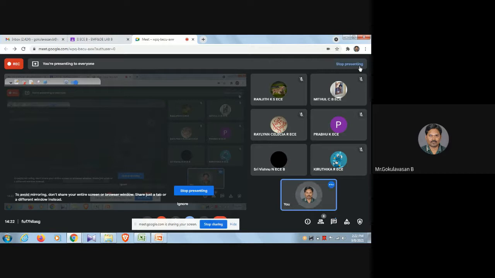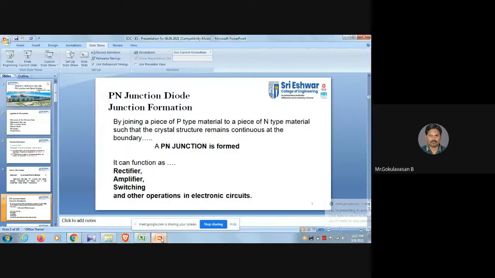Raylan has given the answer in the chat box. Phosphorus. Phosphorus is a material which I can call an N-type material, right? Okay, good. So, as I said, without disturbing their crystal structure, if I join boron and phosphorus, what will happen is a junction gets formed. We call that a PN junction because P-type material and N-type material are joined together to form a junction.